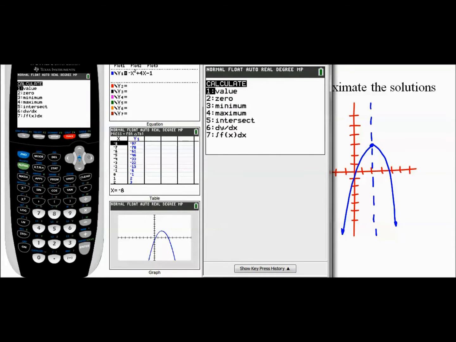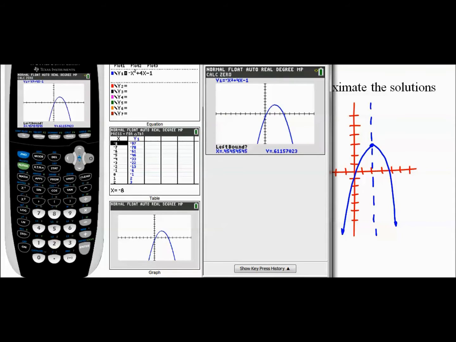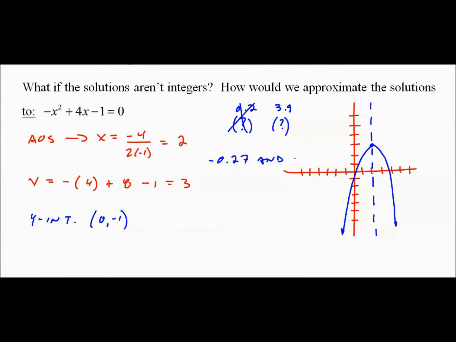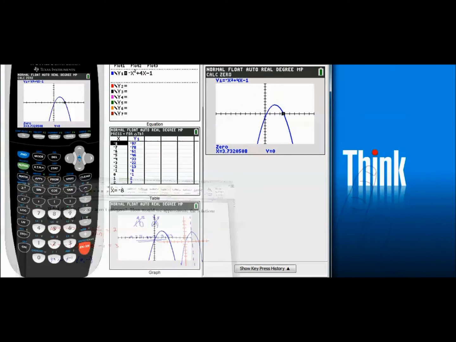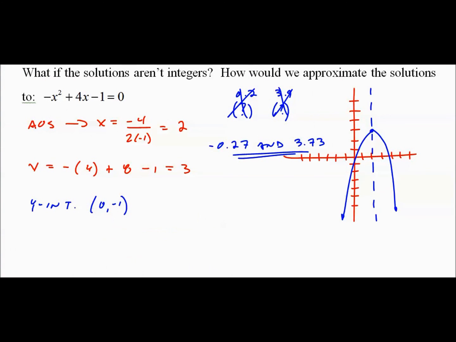second calc 2. Enter. Enter. Enter. 3.73. 3.73. So those are our solutions. We ballparked them from graphing, but we tightened them up by using the calculator. That's about it. Happy mathing.